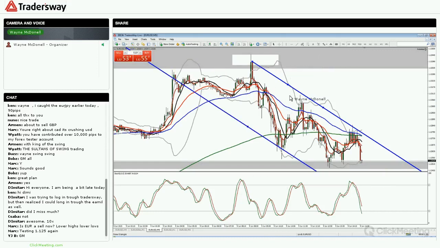London Open, oscillator. This is a 5-minute chart, guys. Halfway point, oscillator.